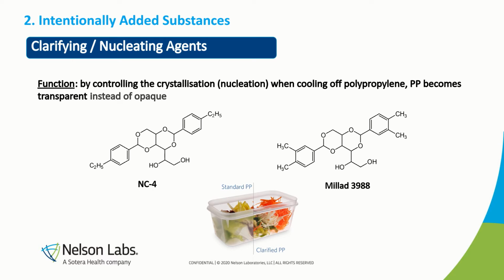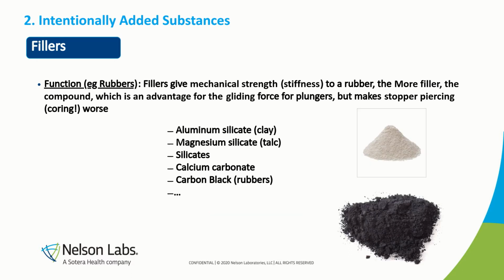It may turn even white, but by controlling the nucleation during the cooling off of the polymer, you may make the polymer more transparent. And these are molecules that control that nucleation. They are sorbitol based, like NC4 and Milat. So these are the compounds that you potentially will see, for instance, in clarified polypropylene.